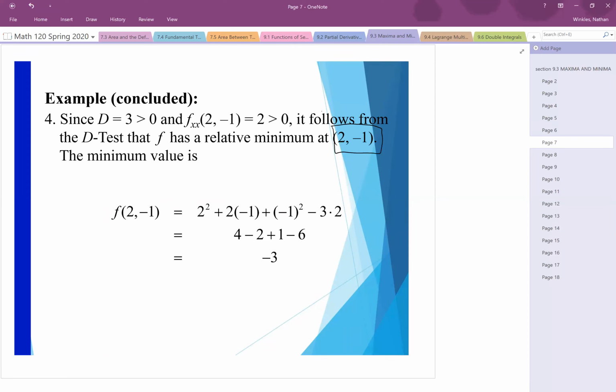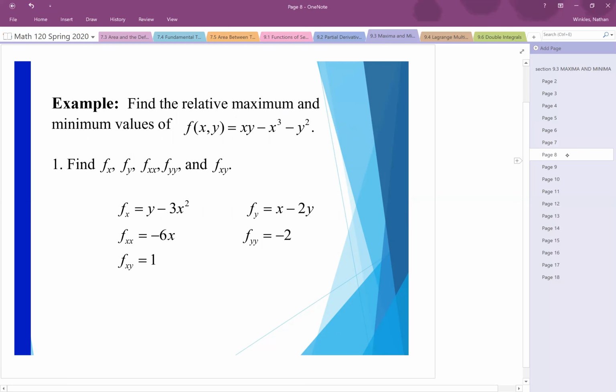It's the same exact process over and over again. It's just a matter of what function we're given. Sometimes it gets a little more difficult. So notice in this case, f of x, y equals xy minus x cubed minus y squared. We found all of our partials. For fx we end up with y minus 3x squared, and for fy we get x minus 2y. Fxx is minus 6x. Fyy is minus 2. Fxy is equal to 1.